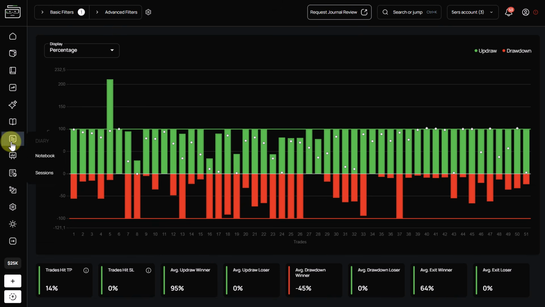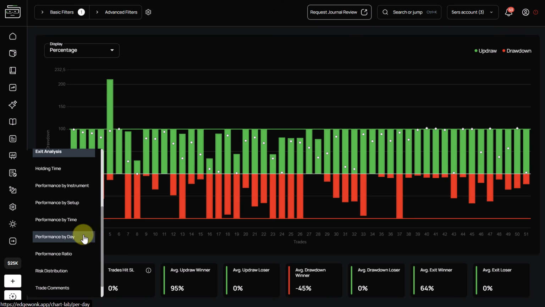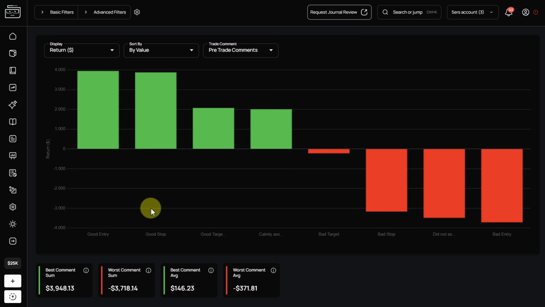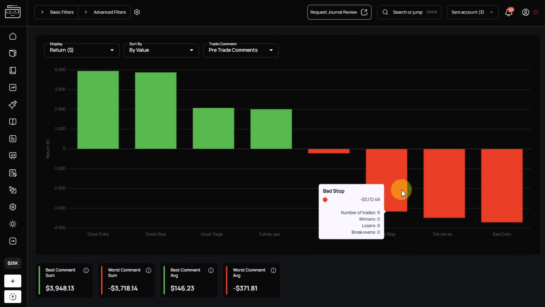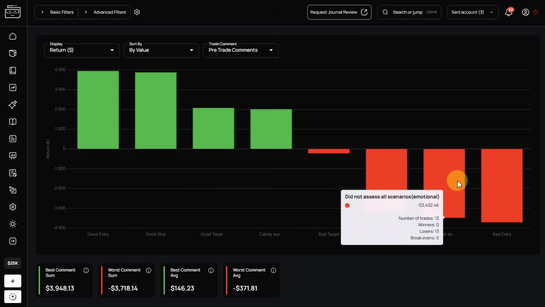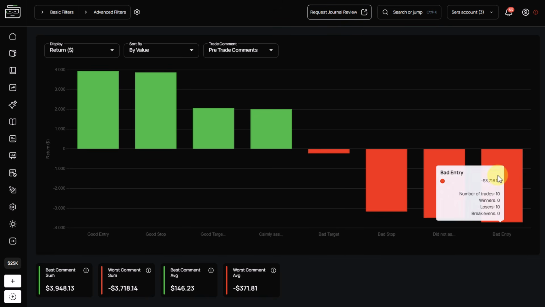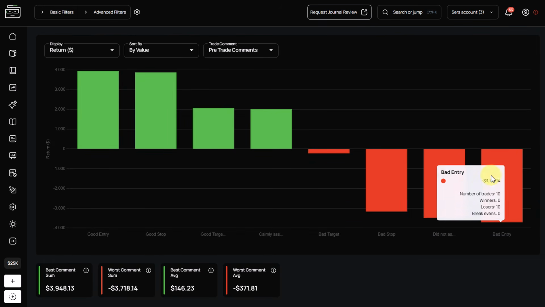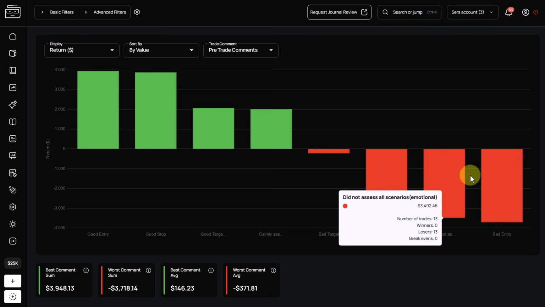Another thing that I want to really analyze here is the trade comments section. So we are here on the trade comments section and you can see on the right, he has comments such as bad entry, did not assess all scenarios, emotional trade. So here are 10 trades and here are 13 trades. They seem to be quite big losses.